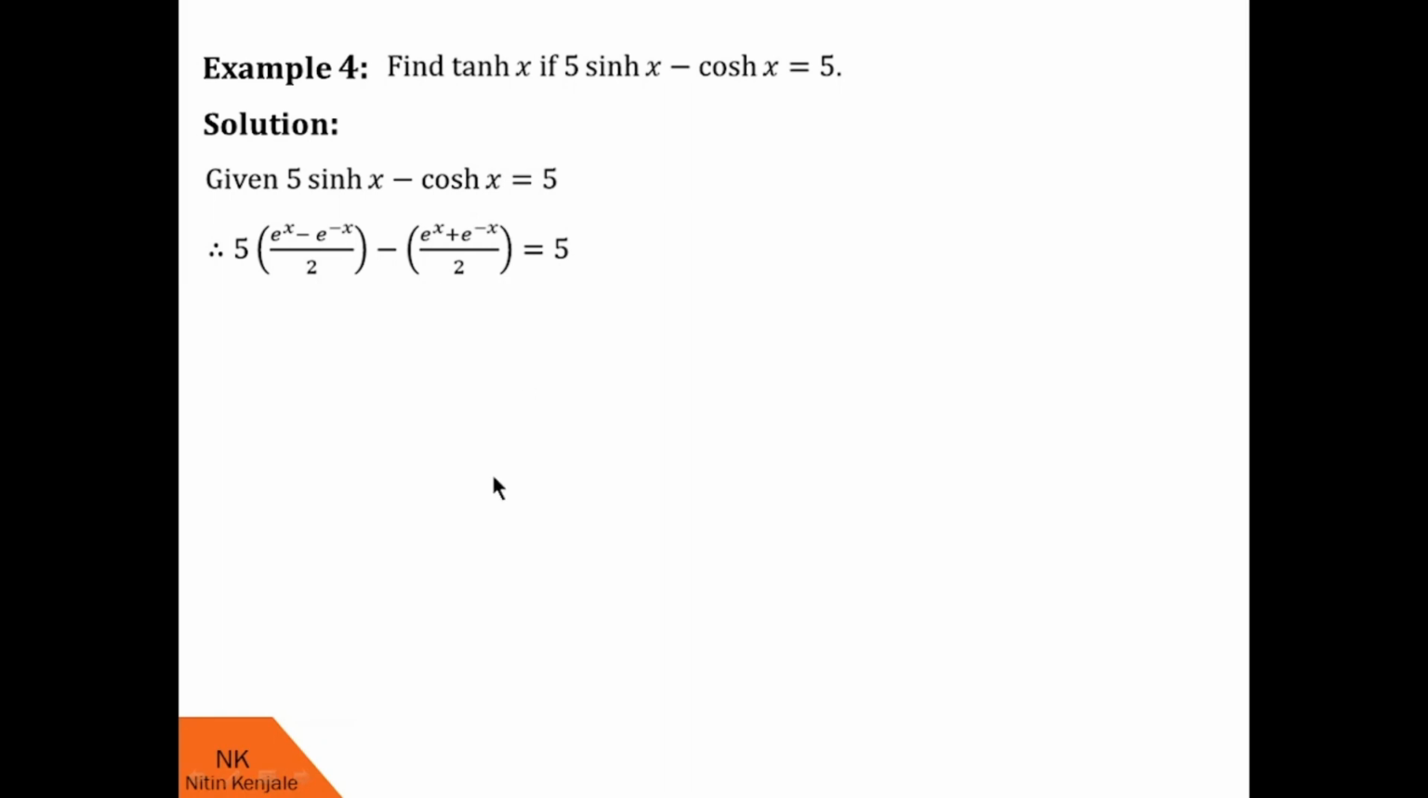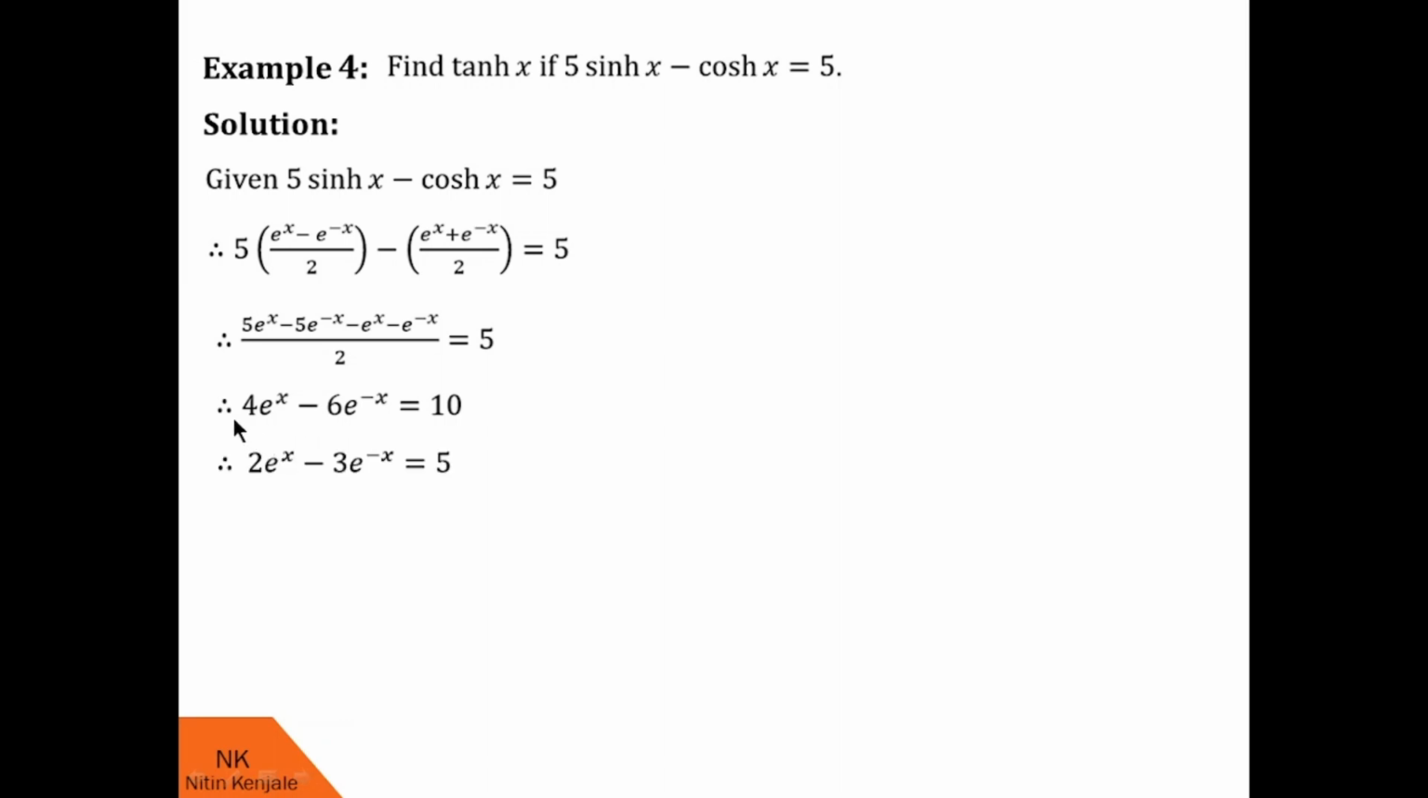So we get this one. Further simplification will give us 5 times (e raised to x minus e raised to minus x) minus (e raised to x plus e raised to minus x), whole divided by 2, is equal to 5. When we take this 2 to the other side, we will have 10 on the right hand side. This 5 e raised to x minus e raised to x contributes to 4 e raised to x, and minus 5 e raised to minus x minus e raised to minus x contributes to minus 6 e raised to minus x.